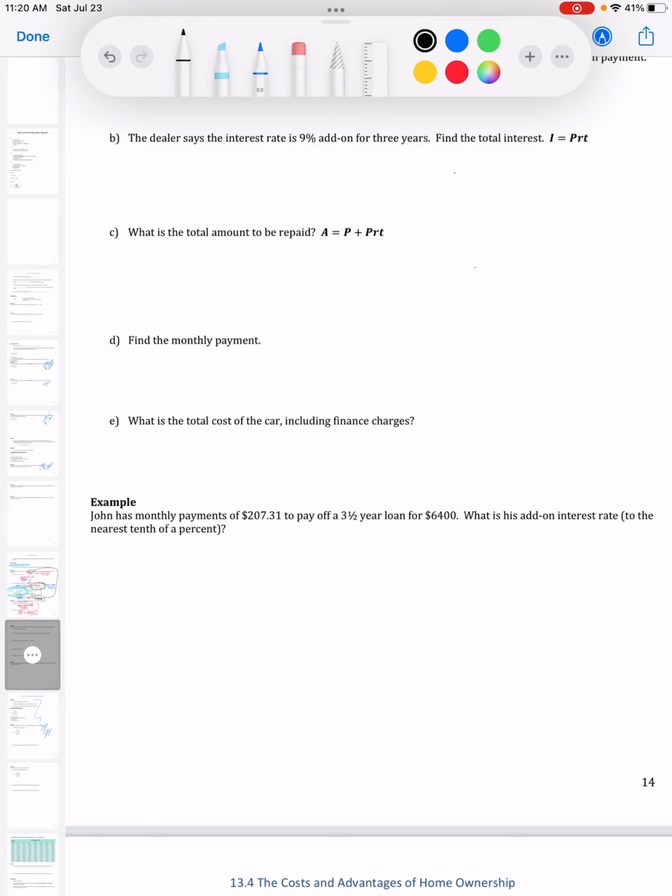Last example in this add-on interest section is going to be a little bit different here. So let's take a look at it. I've told you the monthly payment. Before all these other ones, we had to find the monthly payment. And I've told you how much the loan was for. This time I've asked us to find the interest rate. So we're finding the thing with the percent. I haven't really seen one like that in this section.